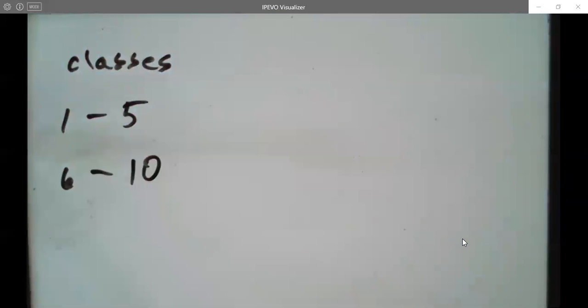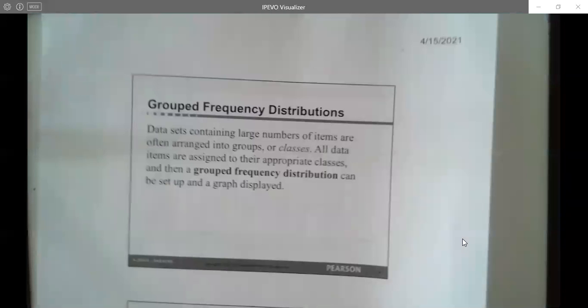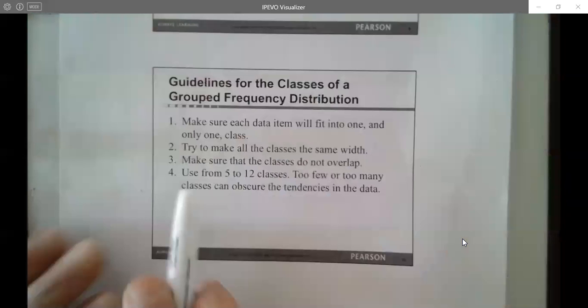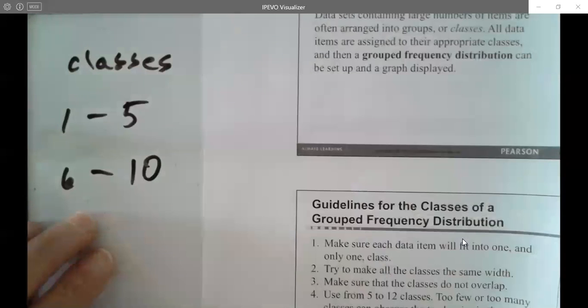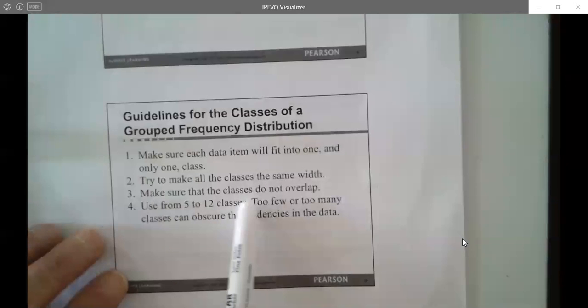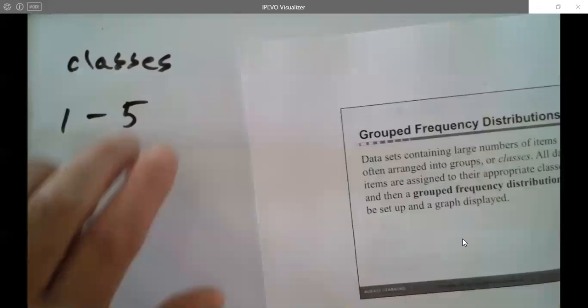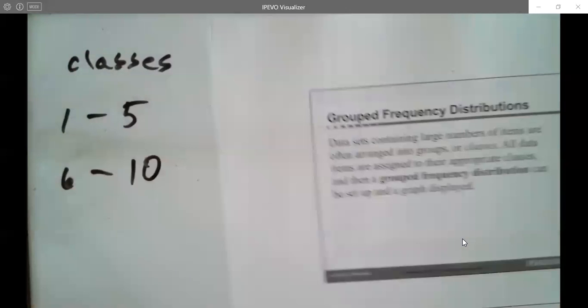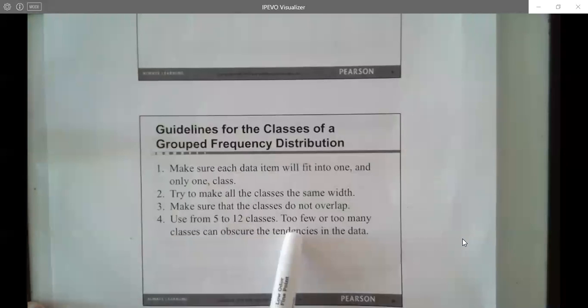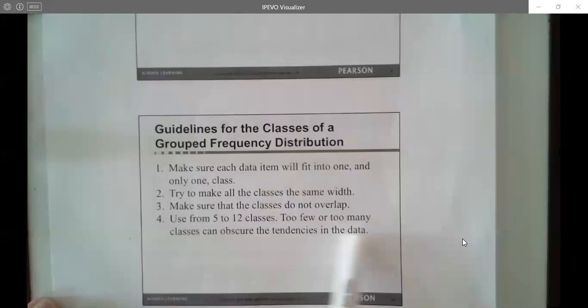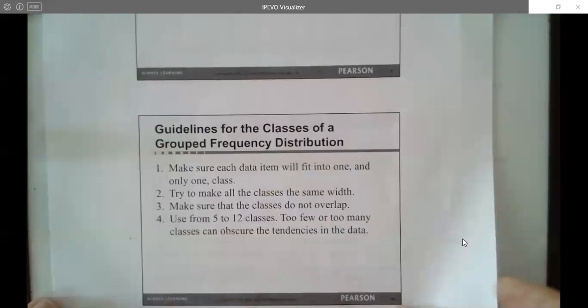Okay? And so try to make all classes the same width, and that's what this is. It's the same number in each class. Make sure that the classes do not overlap. That's what we talked about. You don't want 5 and 5. Use 5 to 12 classes; that seems to work the best. Too few or too many tend to distort the data.